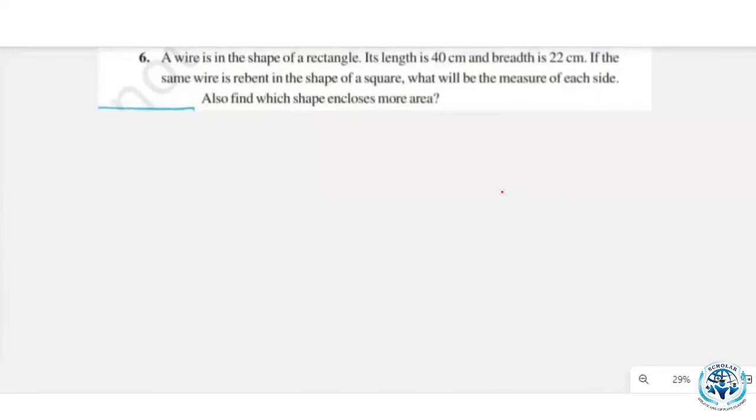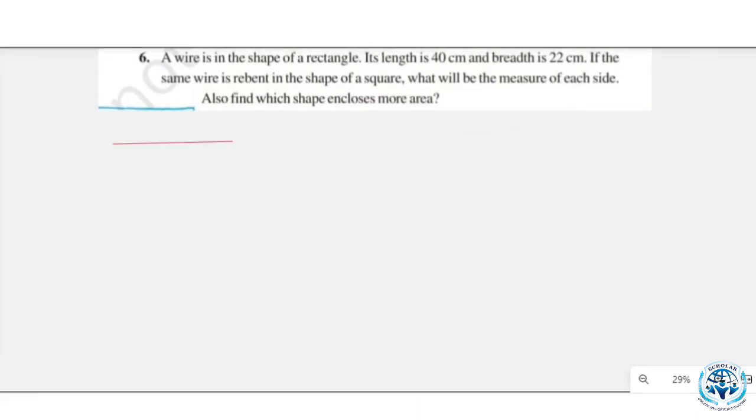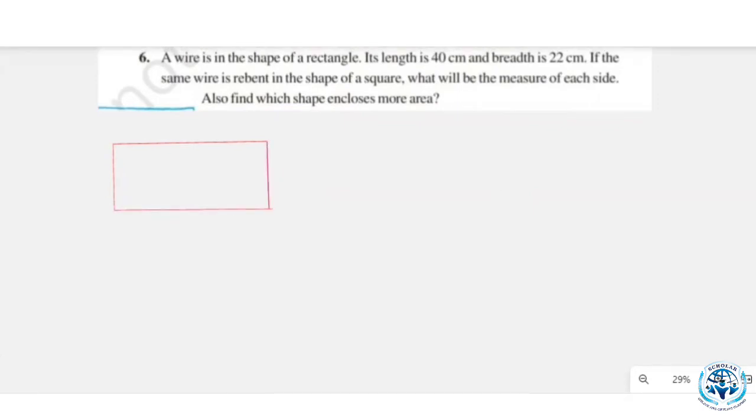Question number 6. A wire is in the shape of a rectangle. Its length is 40 centimeter, breadth is 22 centimeter. If the same wire is rebent in the shape of a square, what will be the measure of each side? Also find which shape encloses more area.